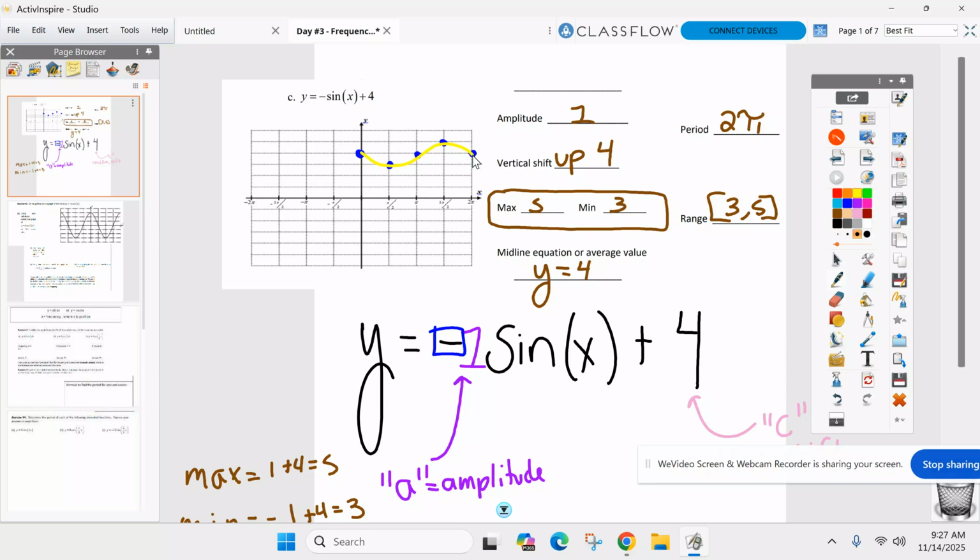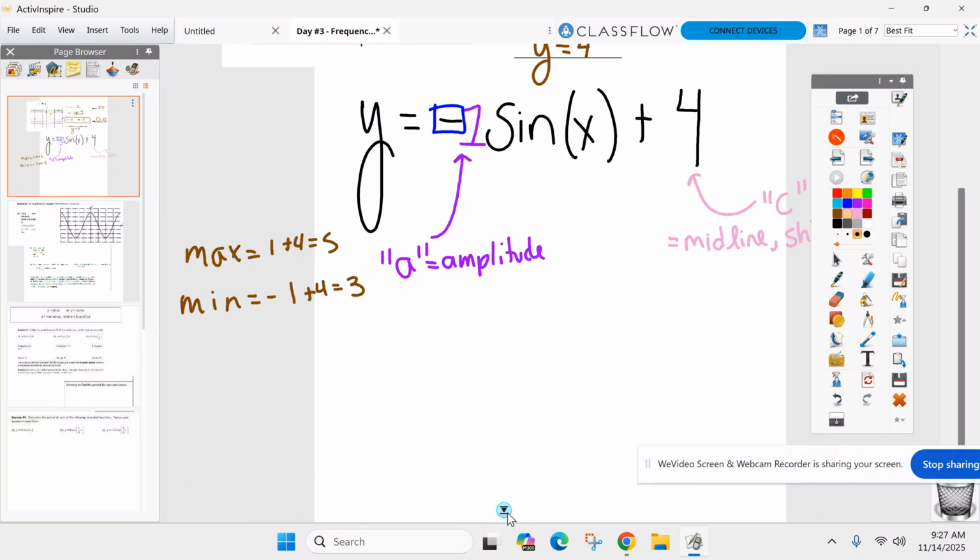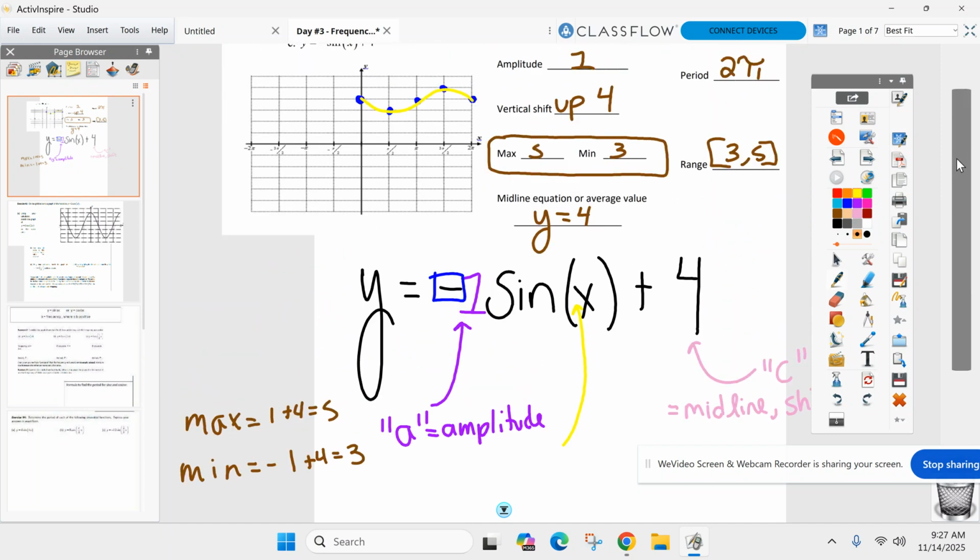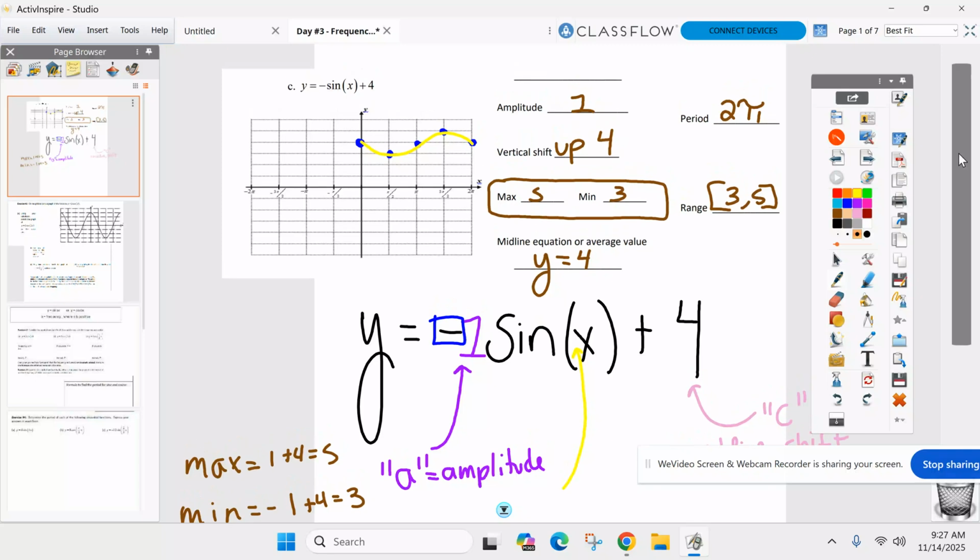All good. Okay, here's what's going to happen today. We skipped a letter here. You know what the A is now. You know what the C is. Now you are going to see a number with the x, and that's going to be called our B value. And you know what's going to change here eventually? Have I ever changed these numbers on these radians on the x-axis? Well, it's going to change today.